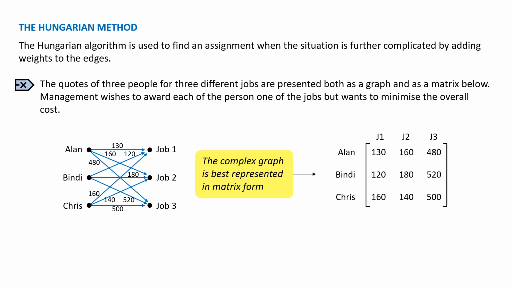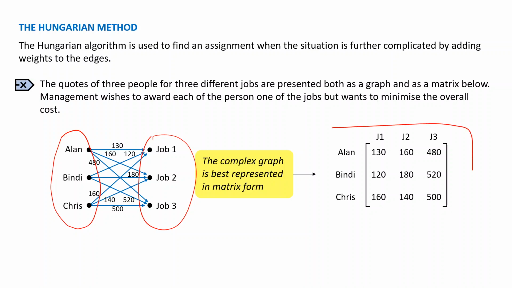Okay, so I've just been asked to go over the Hungarian method today. It's a method used for solving more complicated assignment problems. In this example, we have Alan, Bindi, and Chris, and they've all made a quote for different jobs, job 1, 2, and 3. All the quotes are organised in this table here.